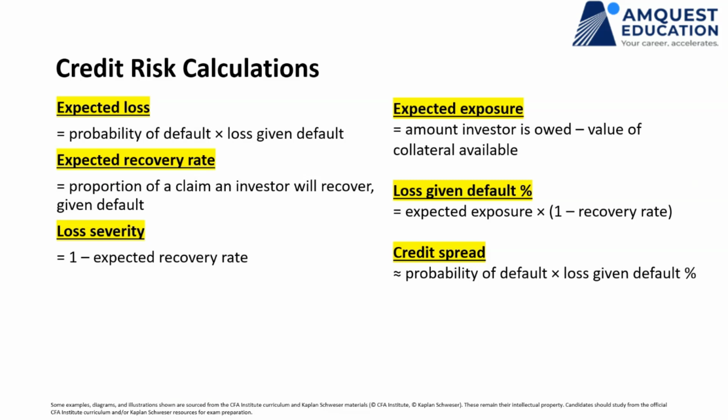So formulas, as we discussed, these are more or less the formulas which we discussed: expected loss is probability of default into loss given default. Recovery rate is obviously the amount that you will recover, which is equal to 1 minus loss severity, or loss severity is equal to 1 minus expected recovery rate. So you can write it both ways. Expected recovery rate is 1 minus loss severity.